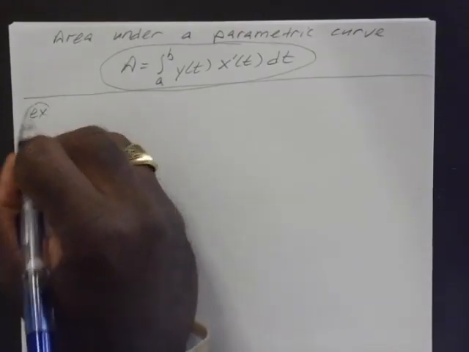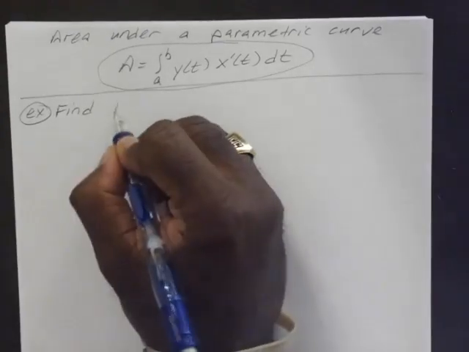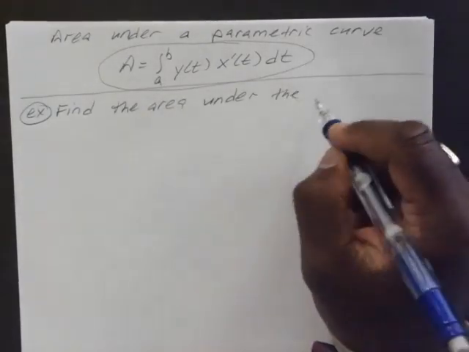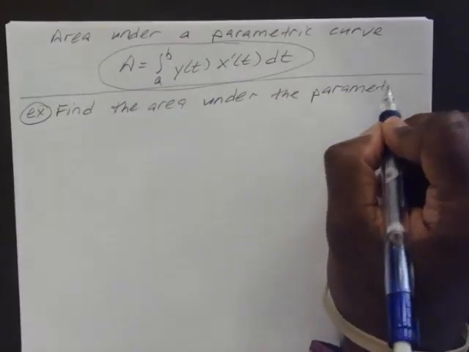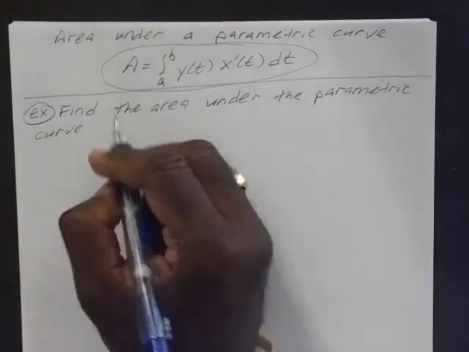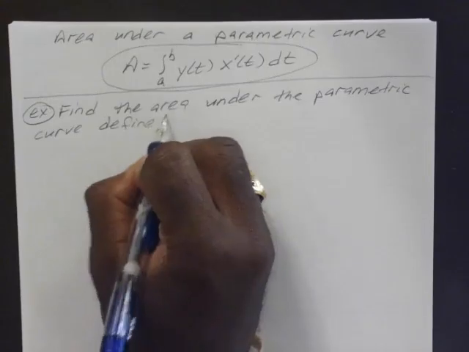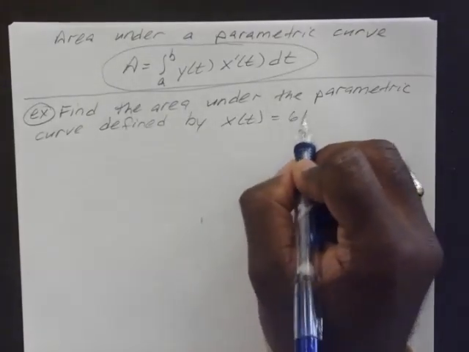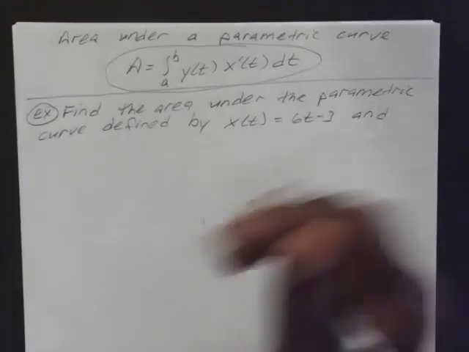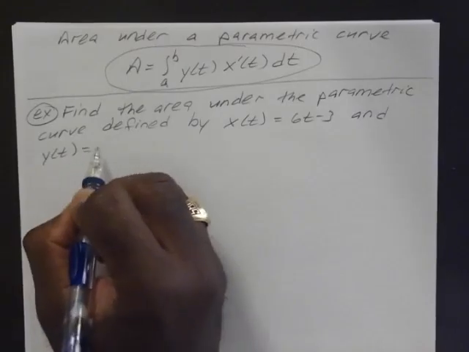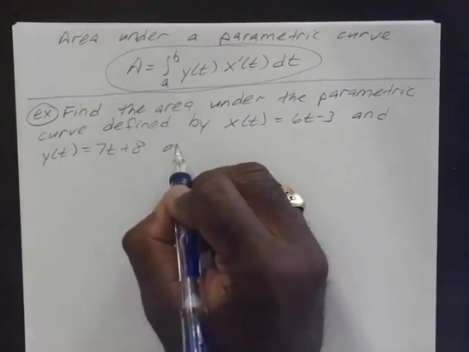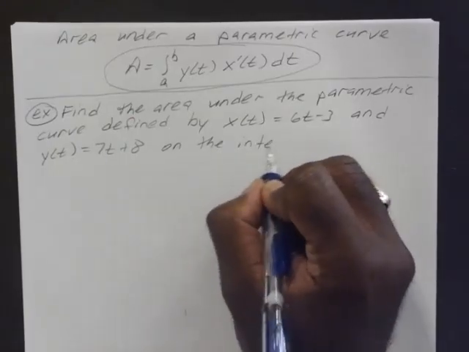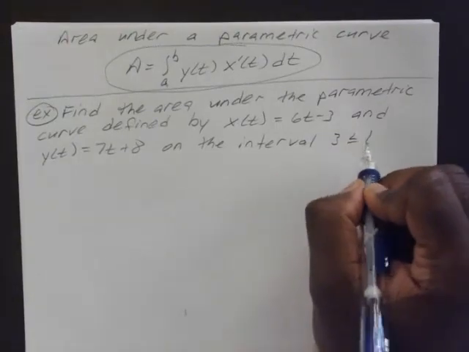So let's say, for example, we wanted to find the area under the parametric curve that is defined by x of t is equal to 6t minus 3, and y of t is equal to 7t plus 8, on the interval from 3 to 5.